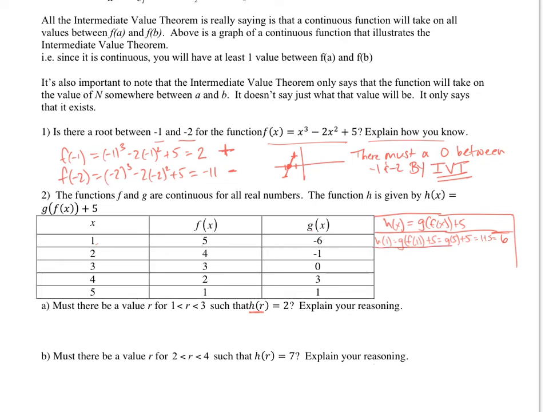So we do the same process, and let's just finish this table. We do the same process for the rest of these right here. Again, you're doing the f of 2, which is 4. Now g of 4, which is 3, and add 5 to it, you'll get a value of 8. So this one ends up being 8.